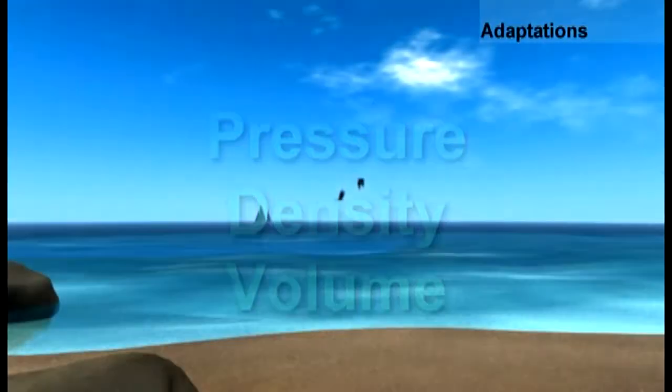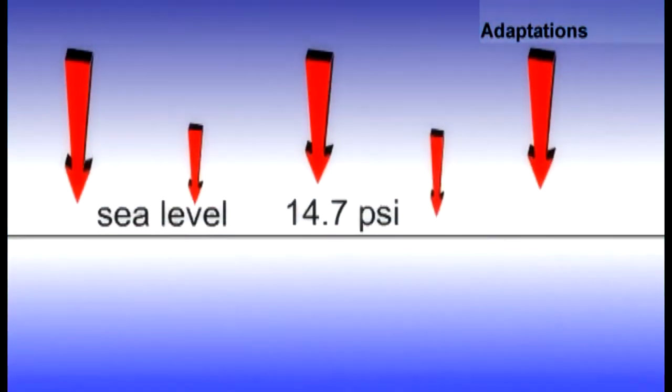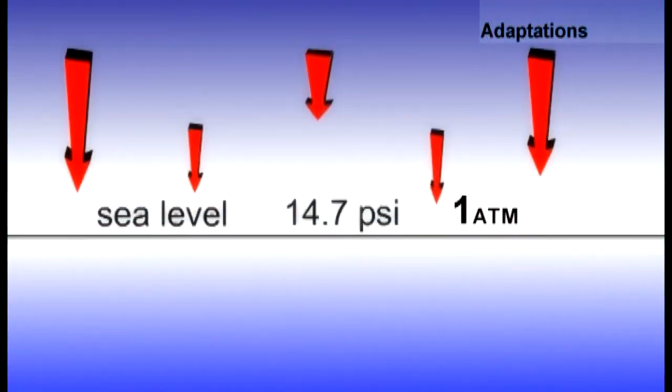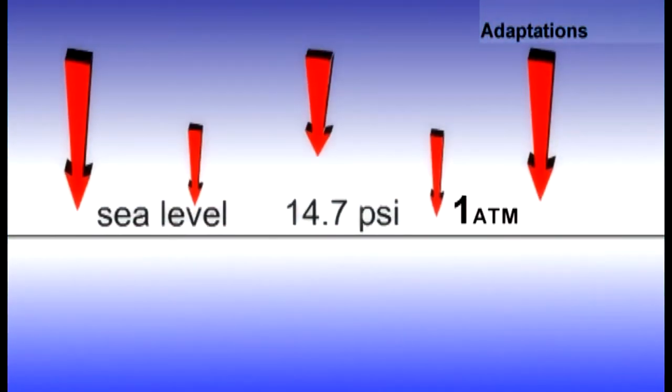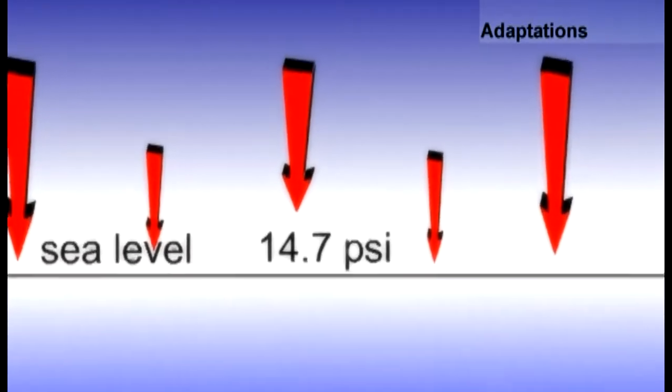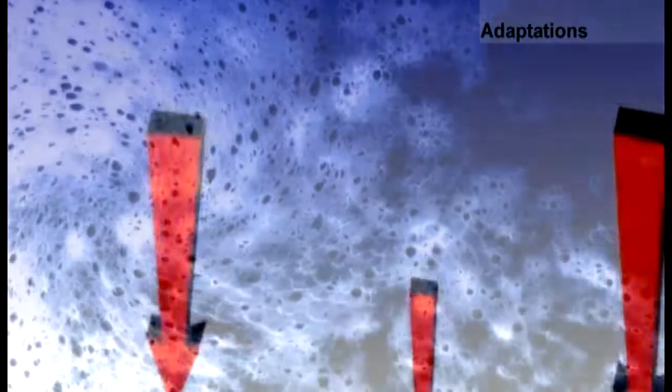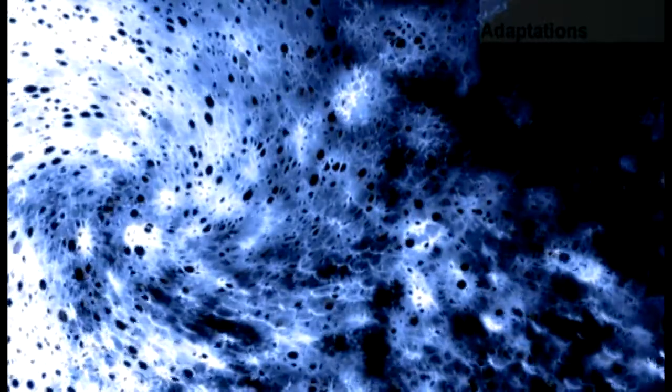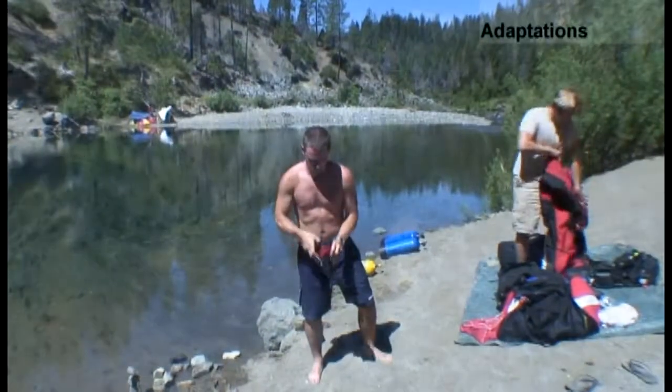We've adapted fairly well to living with the constant pressure of 14.7 pounds per square inch at sea level. This pressure is the result of many miles of air above us, weighing on us. We live with it and therefore, because we're adapted to it, we don't even notice it.